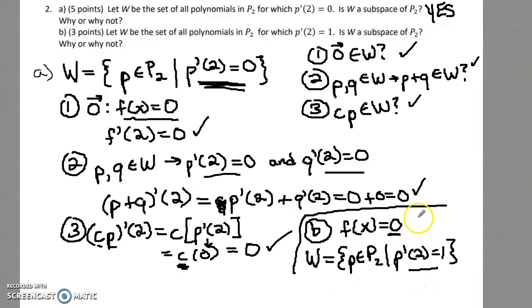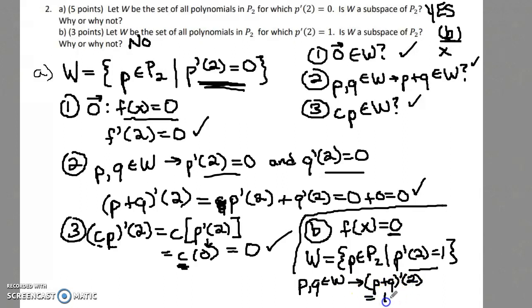So with the set B, I'll make a little column here for the conditions for part B. No, it does not contain the 0 vector. And so that's enough. You could actually stop there and just say no, it doesn't contain the 0 vector. But also, if you have P and Q in W, and you take the sum of those two functions and then take the derivative at 2, now you're going to have P prime at 2, which is 1, plus Q prime at 2, which is 1, so we get 2. So the sum, P plus Q, does not belong to W for part B.